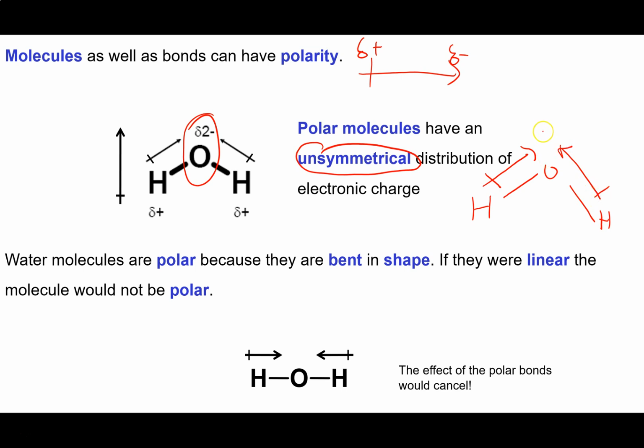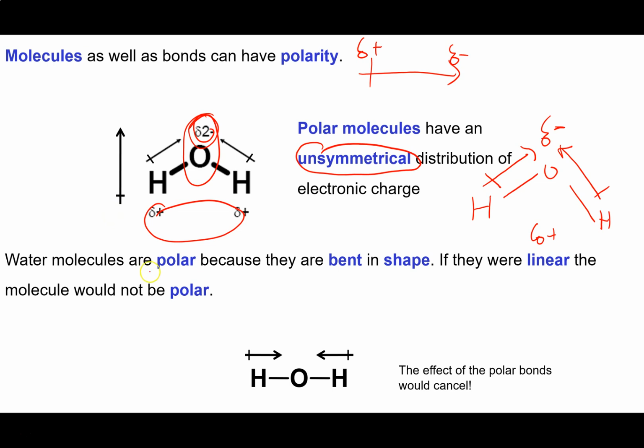And the overall result of that is that the oxygen end of a water molecule is slightly negative, and the end of the water molecule where the hydrogen atoms are is slightly positive. So you see there's this kind of negative end, and then there's this positive end. And so that gives rise to an overall positive and negative end of the molecule.